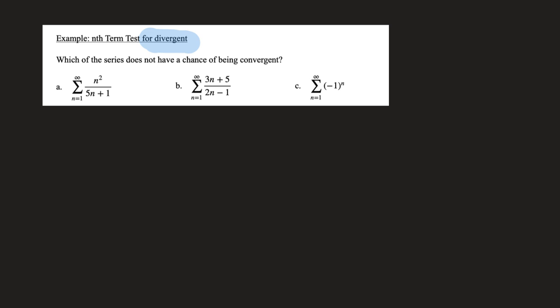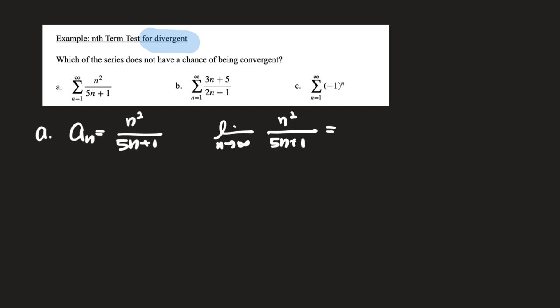First one, find a_n. a_n is n squared over 5n plus 1. So find the limit as n approaches infinity. This is going to be L'Hopital's rule. You can use it, since this goes to infinity and this goes to infinity. So the limit as n approaches infinity of 2n over 5 goes to infinity. So a_n goes to infinity and this series is going to diverge. That's how you use this test.